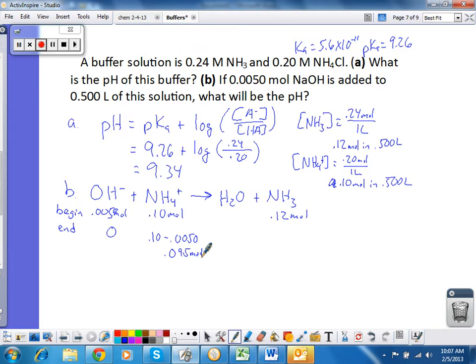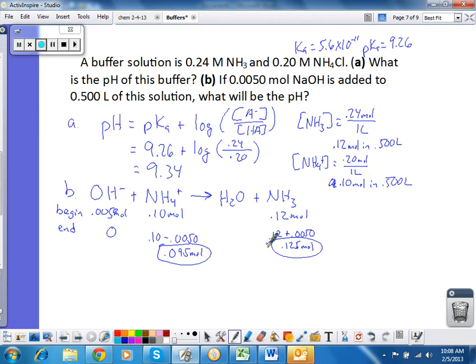On the product side, I'm going to add 0.005 moles of ammonia because everything's in a 1-to-1 mole ratio. So however much ammonium I react, that's how much additional ammonia I will get. So in the end, I'll have 0.12 plus 0.0050 moles, or 0.125 moles of ammonia once this reaction is complete. All the hydroxide is gone, and now I just have ammonia and ammonium.